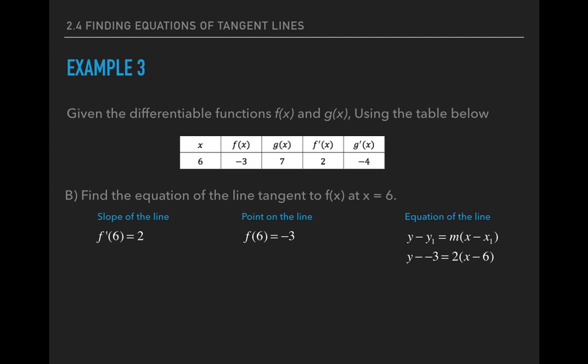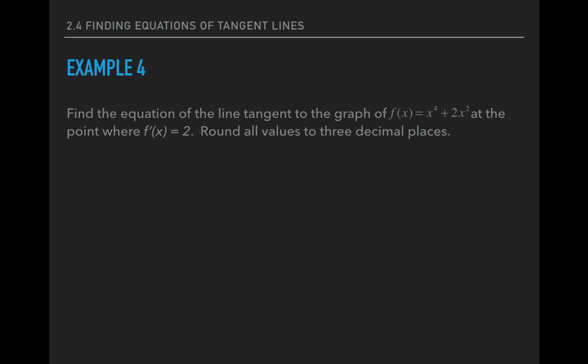Plugging in the y value, the x value, and the slope. Simplifying and solving. And that would be the equation of the line that is tangent to the function f at 6. All right, now this one's slightly different. We want to find the equation of the line tangent to the graph of f at the point where the slope of the tangent line is 2.